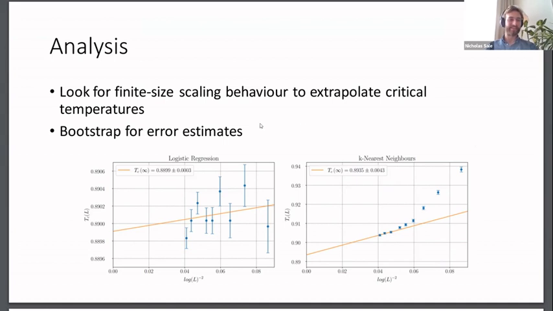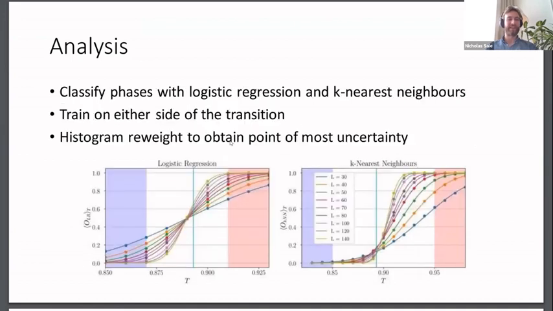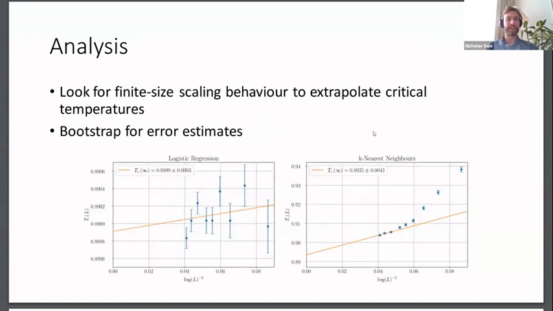On the other hand, the logistic regression seems to fail to do this. Instead, what we see is that it tends to estimate the critical temperature as being exactly halfway between the training temperatures, with no real scaling coming out. The error bars are calculated by a comprehensive bootstrap, and they're what we use to try and reason that we are correctly obtaining the critical temperature, which we do using the k-nearest neighbors.